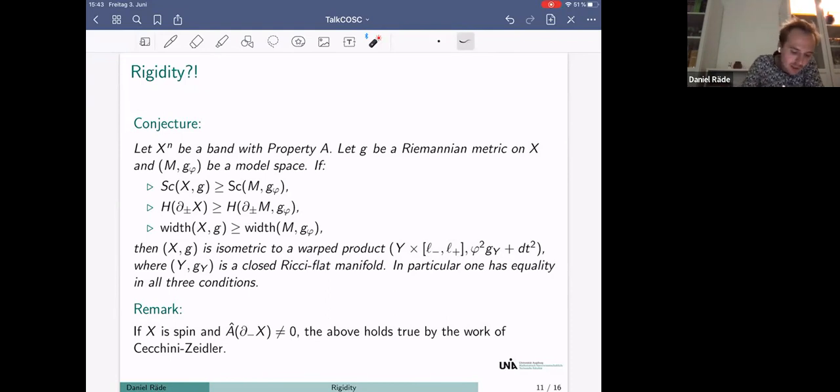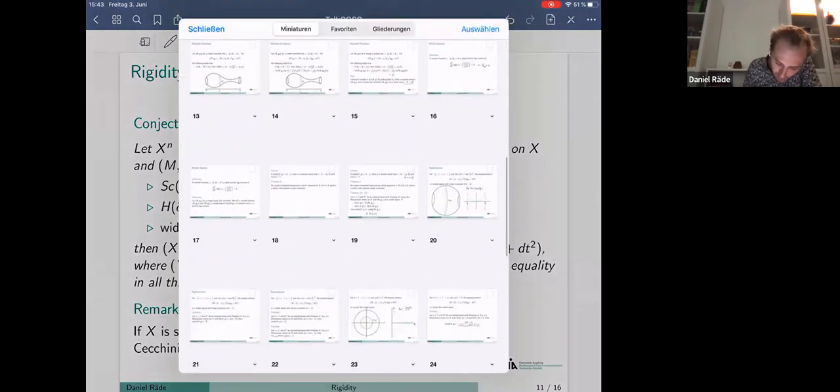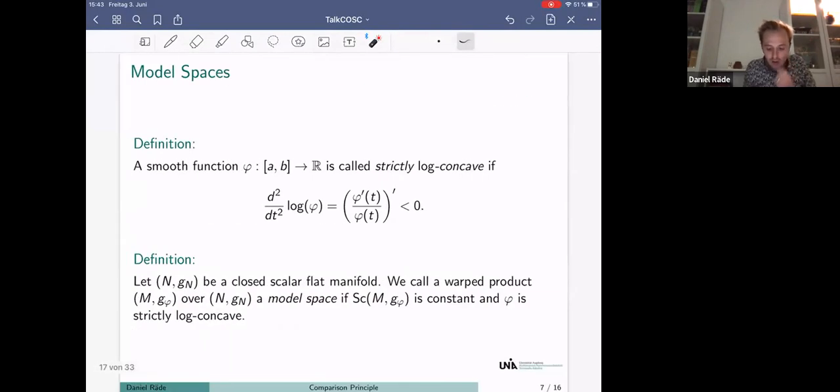So at this point, let's maybe go back to the theorem. Where is it? Yeah. So in my paper, I actually did some rigidity stuff. Okay. So here for my model spaces, I use strictly log concave warping functions, but there's another class of warping functions that is good, and I call them log constant, and that just means that the second derivative has to be equal to zero. And that just means that this h phi is constant. Okay, and if this h phi is constant, then what you see is the width doesn't play a role anymore.